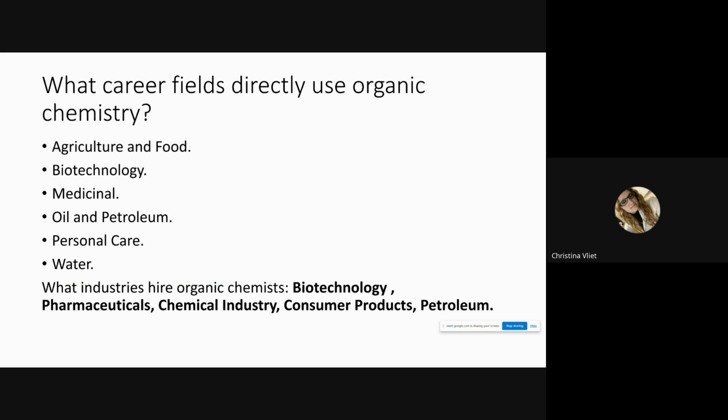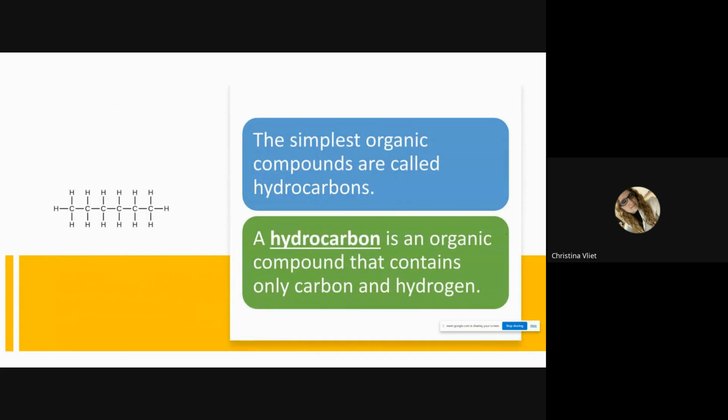Chemical industry, so this is like different industries such as the manufacturing industries actually use a lot of organic chemistry in it, and even in production of different drugs and medicines. Consumer products and petroleum. So even like paints, different formulations of paints, it's all chemistry and reactions that make different paints. People who do that.